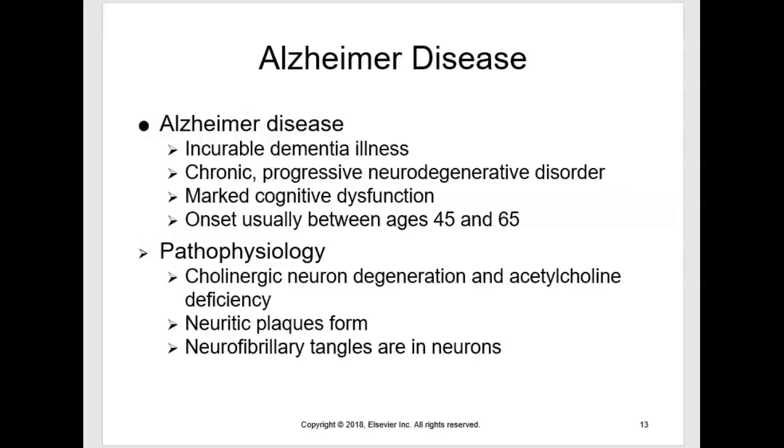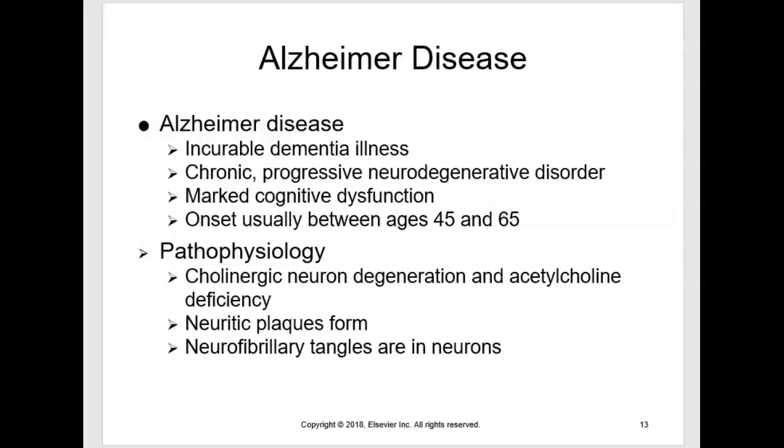This recording will go over Alzheimer's disease as well as the end of the PowerPoint questions for Chapter 20. So Alzheimer's disease is an incurable dementia illness characterized by chronic, progressive, neurodegenerative conditions with marked cognitive dysfunction. Onset usually occurs between 45 to 65 years of age.